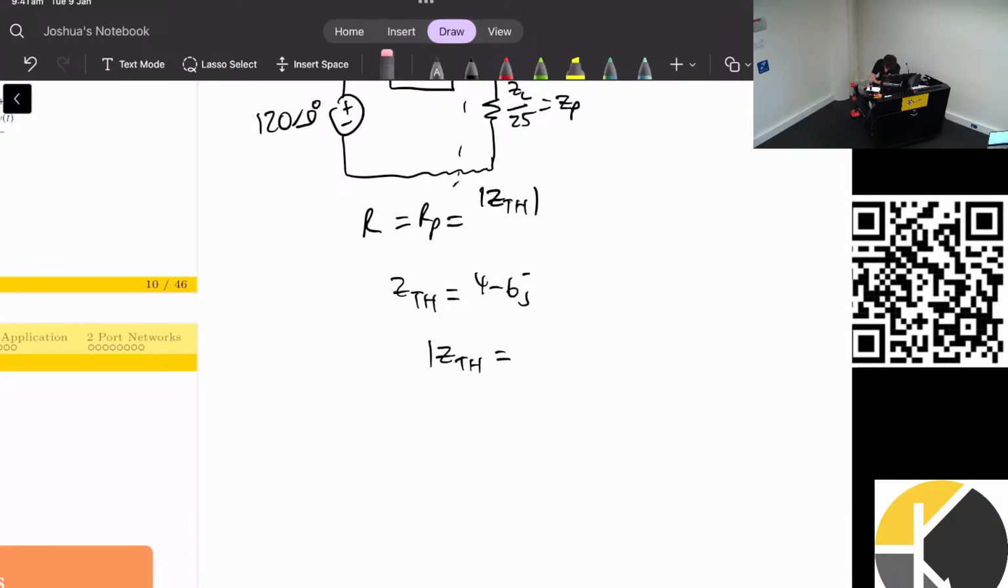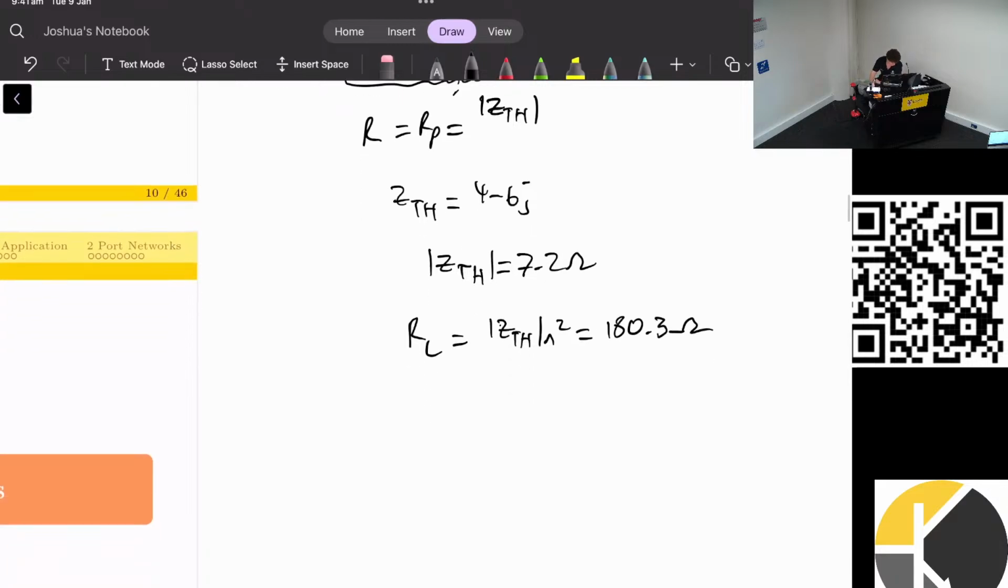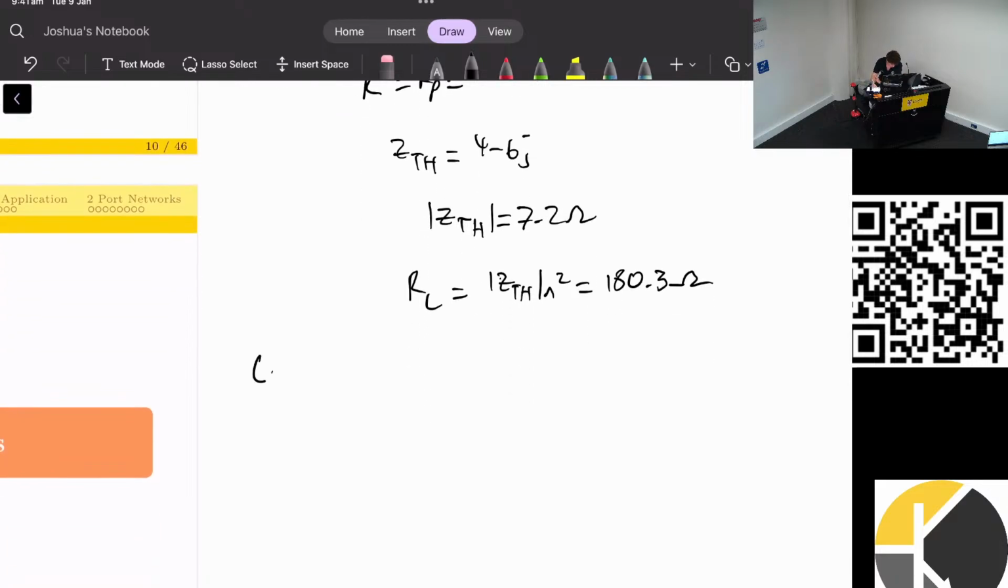No, sorry. It will be 7.2 ohms. Okay. Now we're going to times this by 25 to find our RL, and we end up with roughly 180.3 ohms. Sounds good? Okay. Now, let's do part 3.